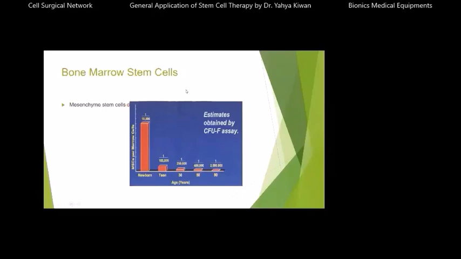Now, bone marrow stem cells, you could see with age, with the newborn, each 10,000 cells contain one stem cell in the bone marrow. But if you reach the age of 80, the number of stem cells is only 1 in 2 million cells. So you could see with time, the bone marrow gets depleted and the amount is much less, unless you do expansion and culturing of the bone marrow.